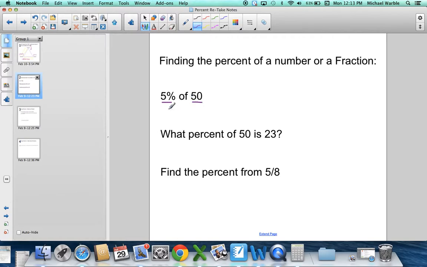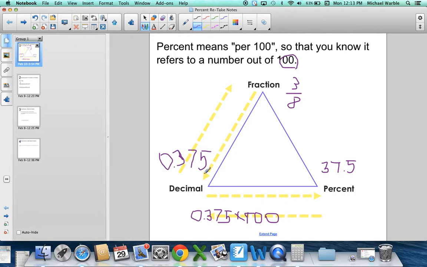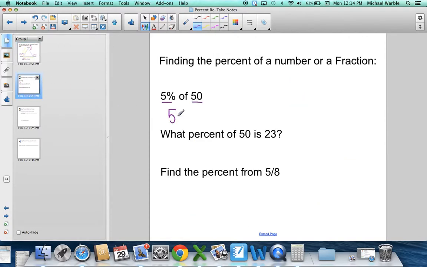If we take 5%, we need to turn that into a decimal. So we're going backwards. If you look here, decimal to percent, you're multiplying it by 100. So if you're going backwards, you need to divide: 5 divided by 100. And you're going to get 0.05.